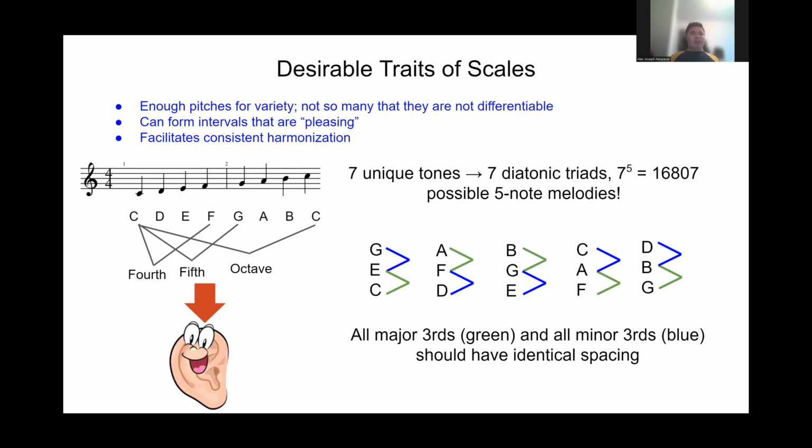We want to be able to form intervals within our scales that are pleasing. So with the notes in a C major scale, or any major scale, you can form the octave, the fifth, and the fourth, the perfect versions of them. And this is very pleasing to our ears.